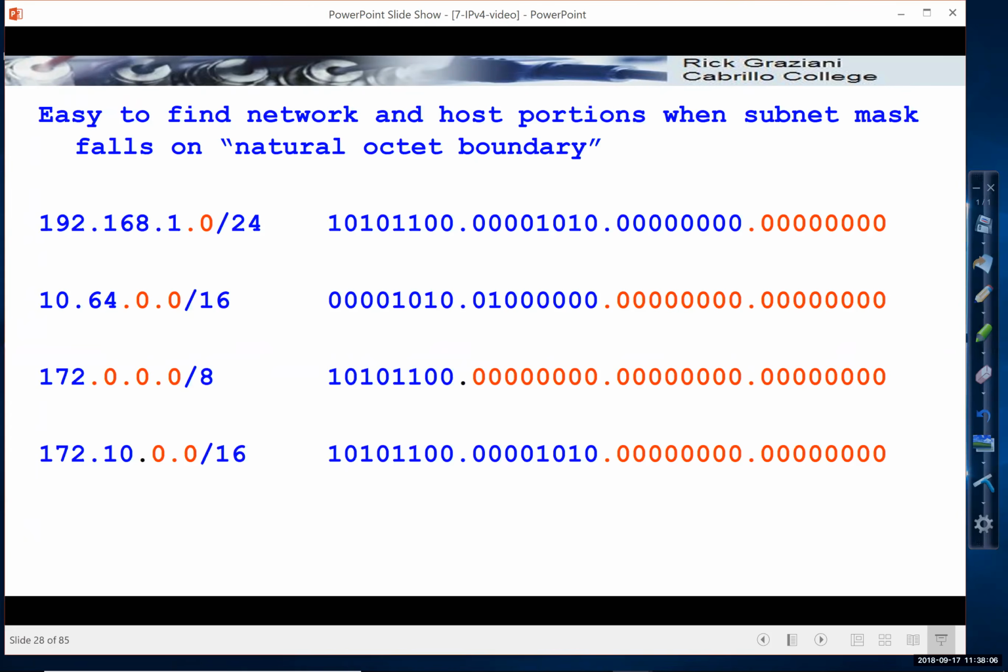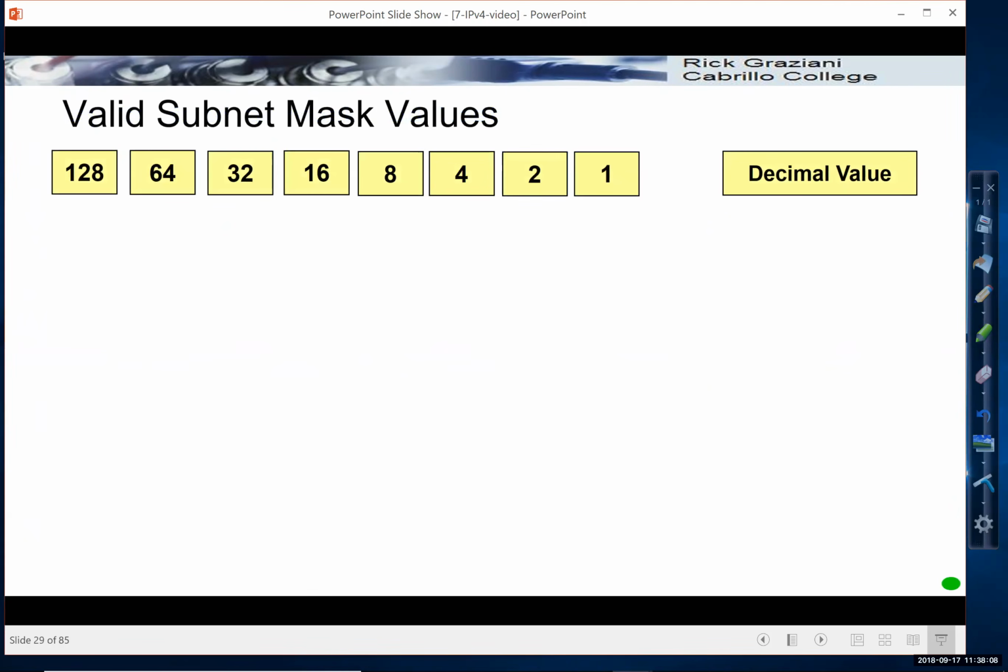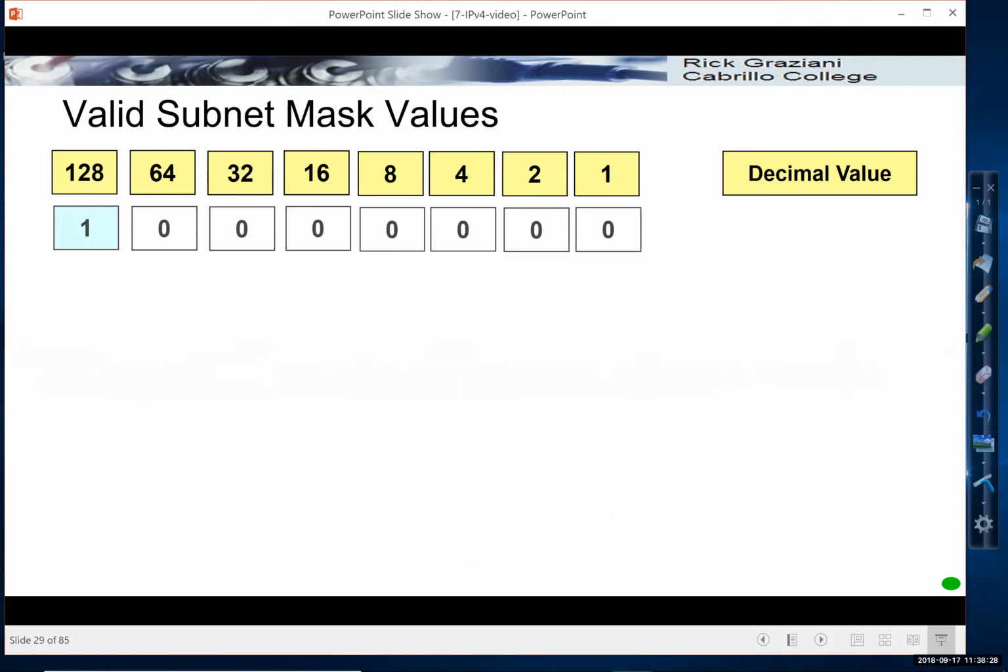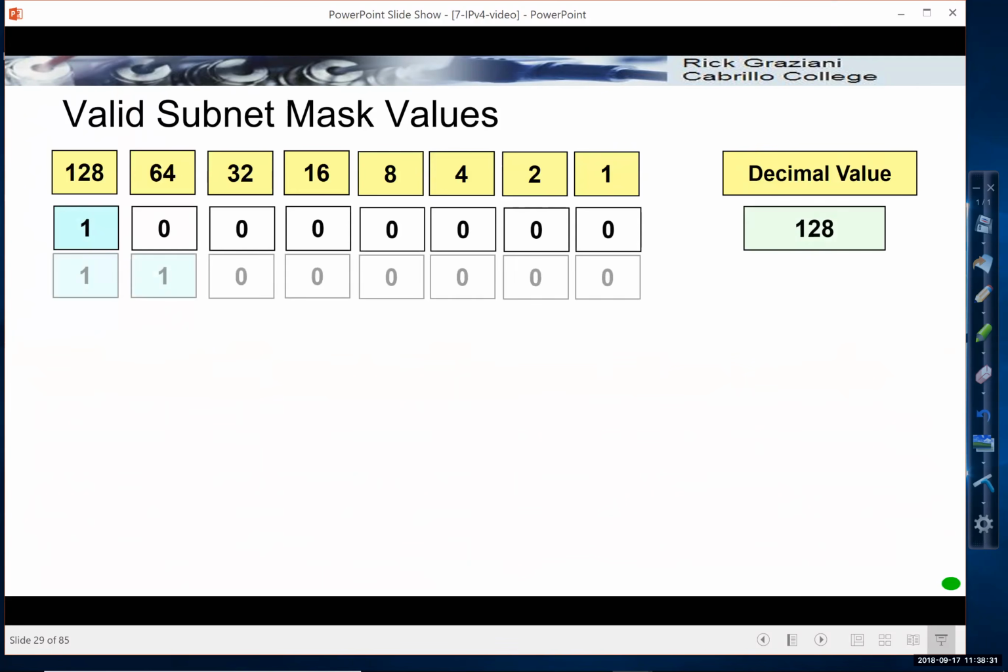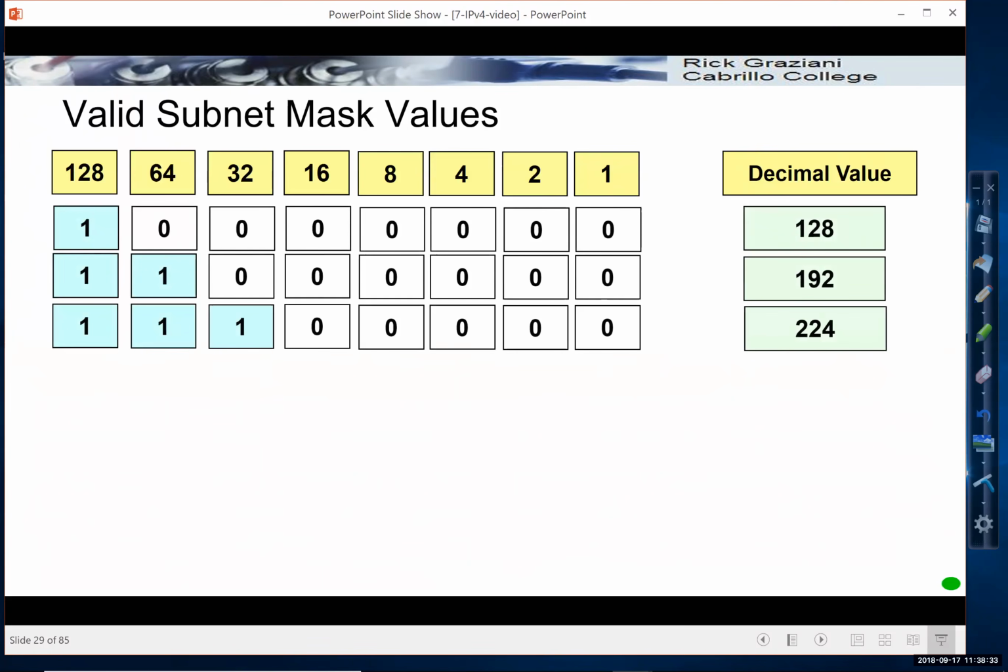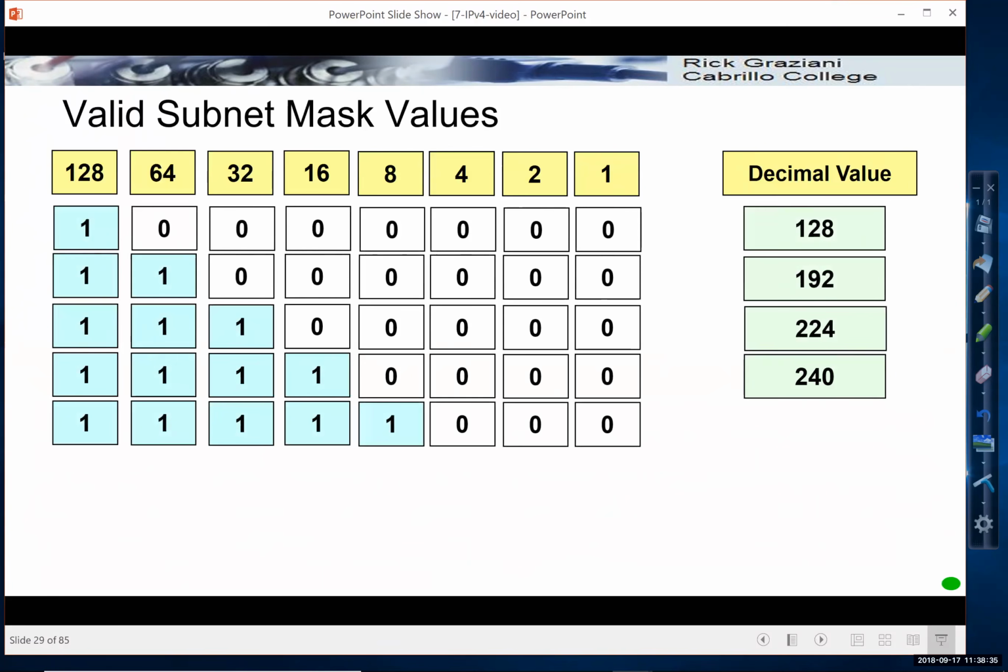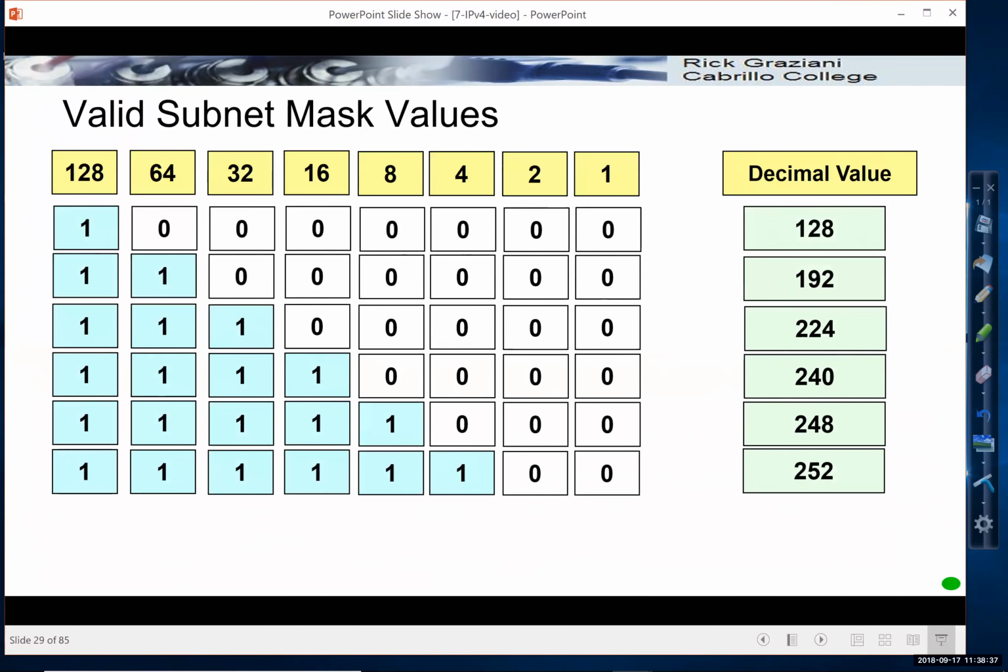Let's take a look. Our subnet masks are 32 bits in length. We write them in dotted decimal notation. We take the 32 bits, divide them into four 8-bit octets, and express them in dotted decimal notation. But what can those valid subnet mask values look like? Remember, we always have to have a contiguous set of 1s followed by a contiguous set of 0s.